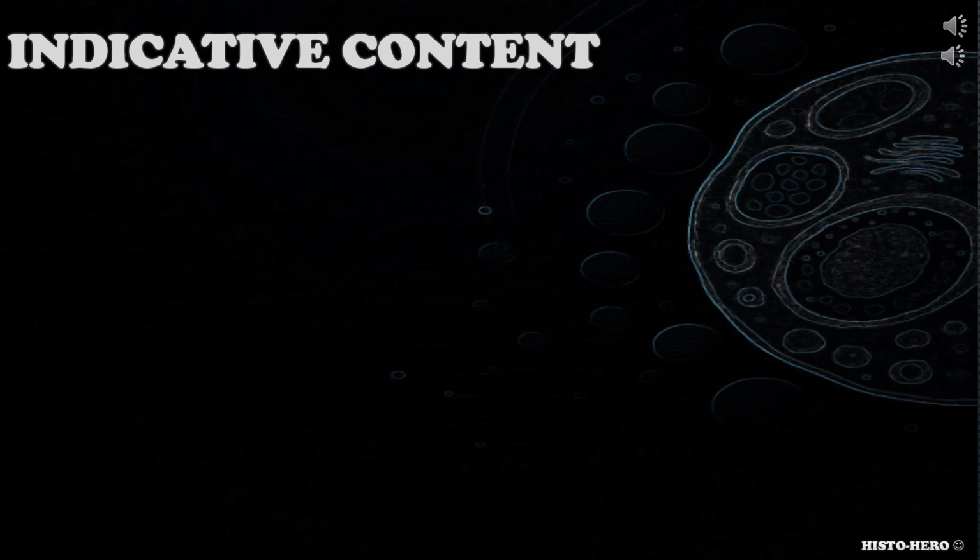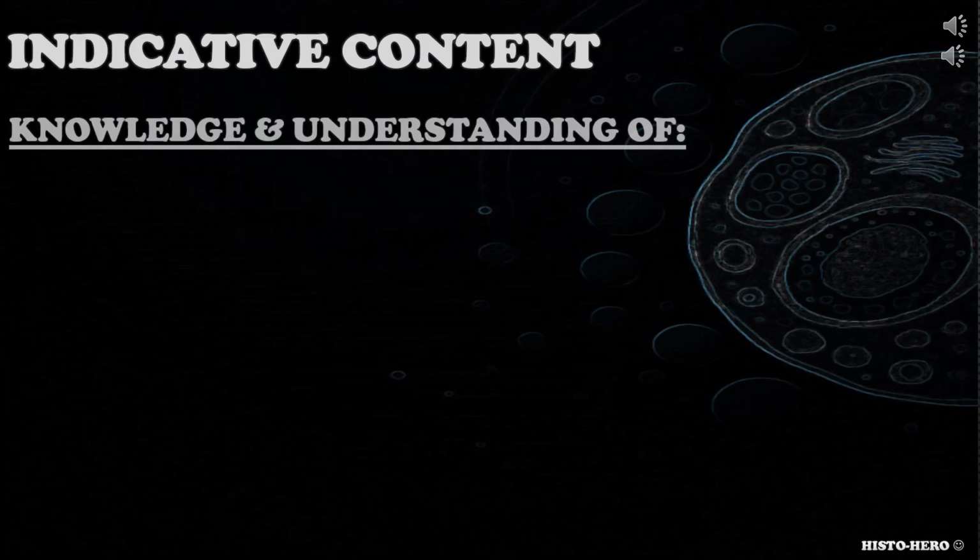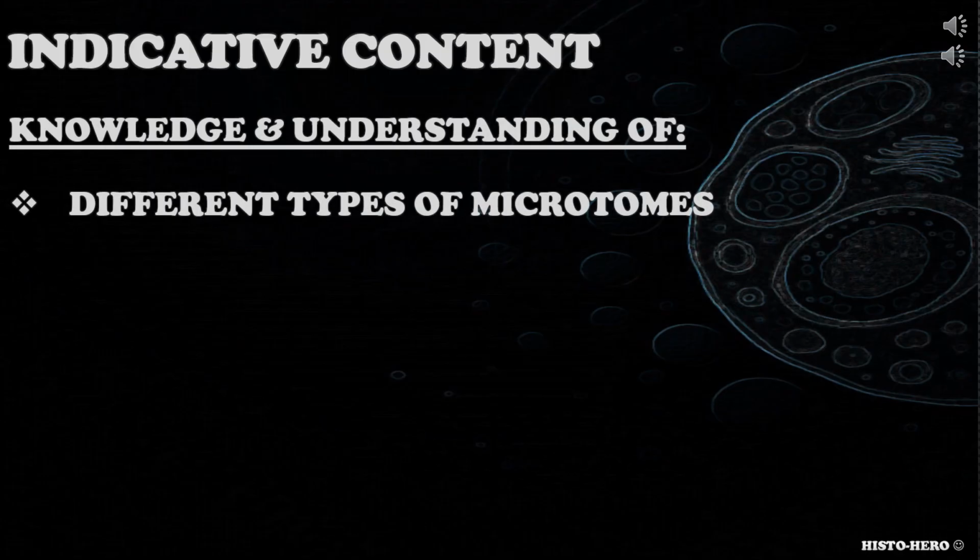Indicative content highlights background knowledge that might be assessed during the viva. They may or may not be demonstrated by the learning outcomes or candidate's evidence. In this submodule, candidate is expected to have the knowledge and understanding relevant to different types of microtomes, how and when they might be used, rotary, sledge, or rocker.